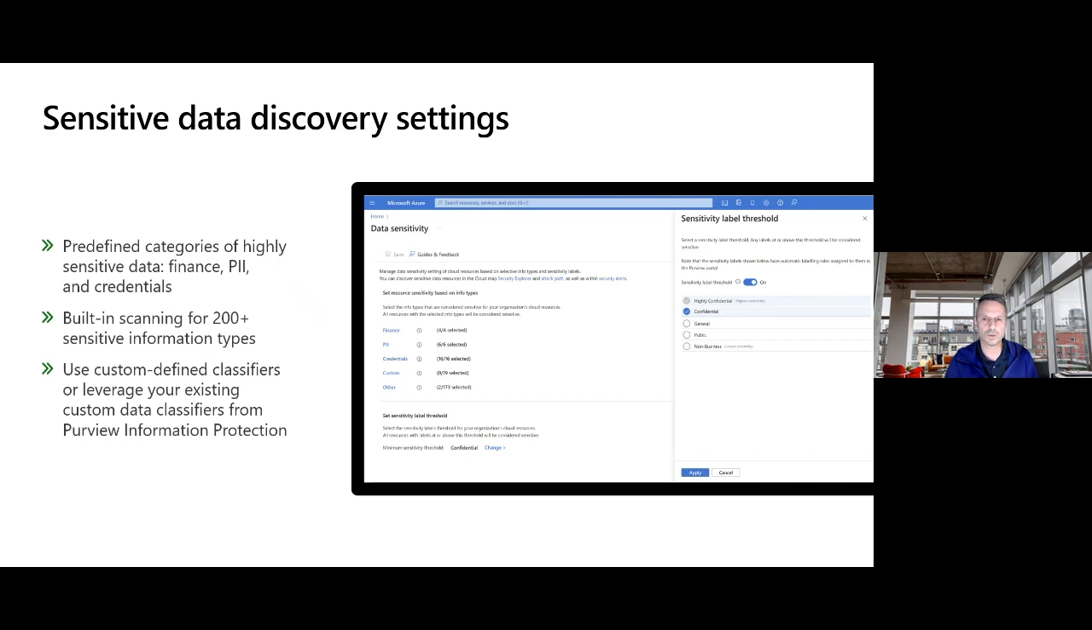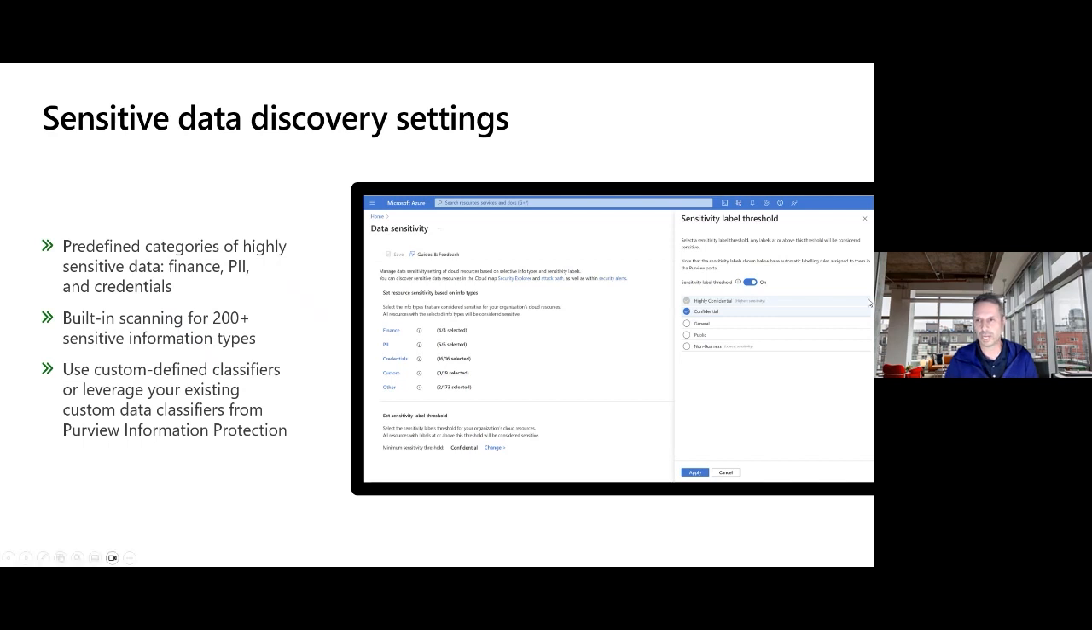We group those sensitive information types for you into several logical groups that help you start as quickly as possible with scanning with the most used sensitive information types, in groups like financials, PII, credentials, and you can, of course, select any other sensitive information types from the other groups. In the custom group, as I mentioned before, you'll find all the sensitive information types that you already defined in Purview Information Protection, and they are available for you to use.